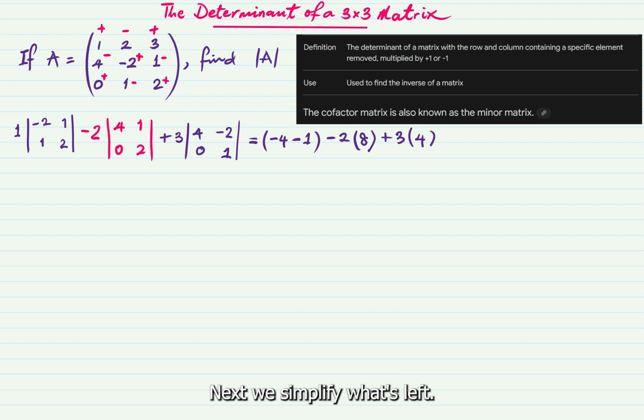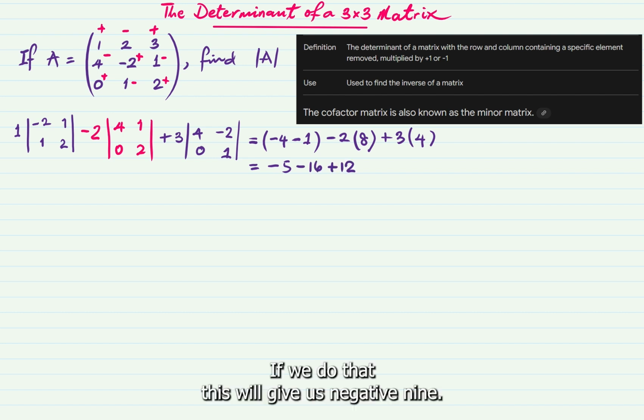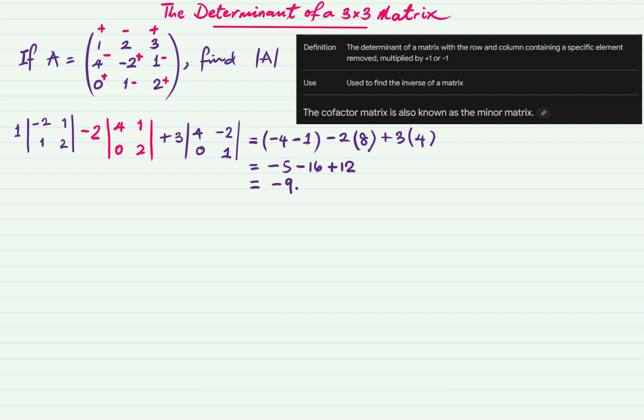Next, we simplify what is left. So we have -5, -10, +7. Okay. Next, we simplify what we have. So we have -5, -16, and +12. If we do that, this should give us -9. And that's the determinant of matrix A.